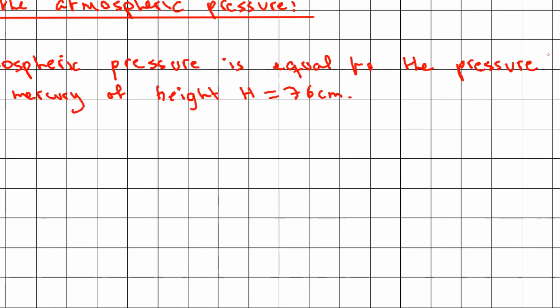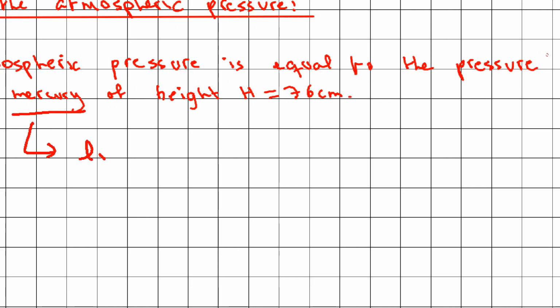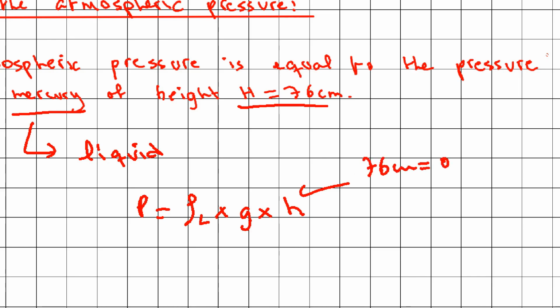So here what does mercury represent? It represents a liquid of height H equal to 76 centimeters. So the value of the atmospheric pressure is equal to the value of the pressure exerted by this liquid, which is mercury, of depth or height H equal to 76 centimeters, and we know the pressure due to a liquid can be calculated using this formula: pressure is equal to the density of the liquid times G times H. So now we know the value of H to be 76 centimeters, which is equal to 0.76 meters. And the density of the liquid is equal to the density of mercury, which is given by 13,600 kilogram per meter cube. And the value of G in this case is 10 Newton per kilogram, because we are performing this experiment on Earth.